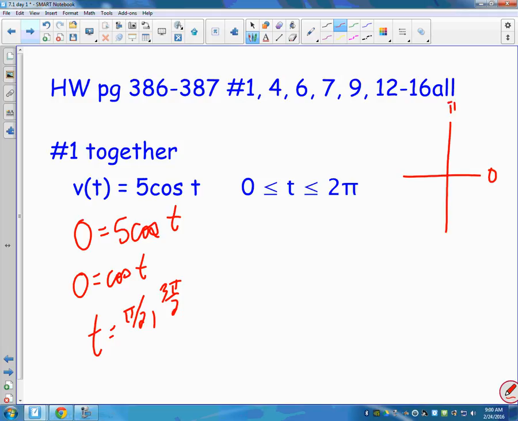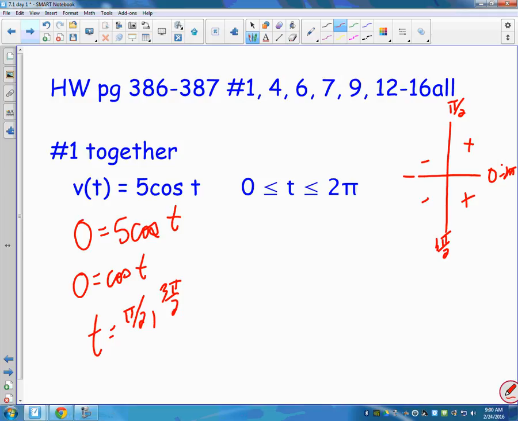From 0 to pi halves, is cosine positive or negative? And then what happens from pi halves to the next time that it stops all the way down here at 3 pi halves? Is it negative on both of these? So this is negative and this is negative, which is why we don't even need pi in there, right? We can jump all the way to 3 pi halves. And then what happens from 3 pi halves back to 2 pi? Positive, right?